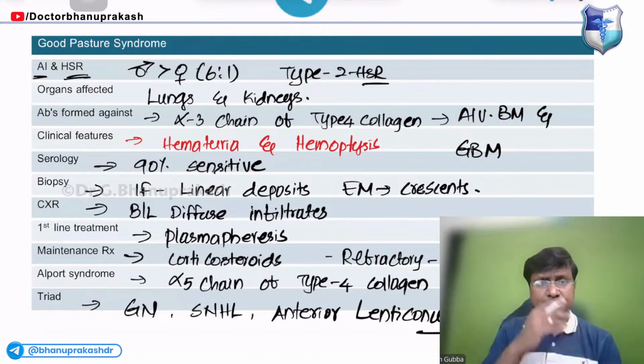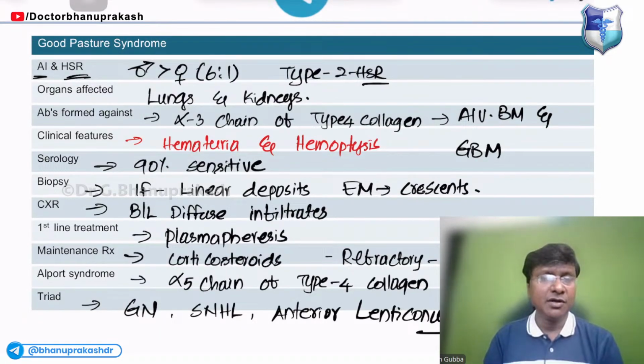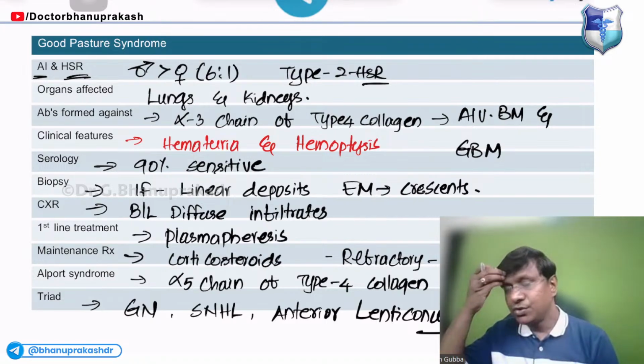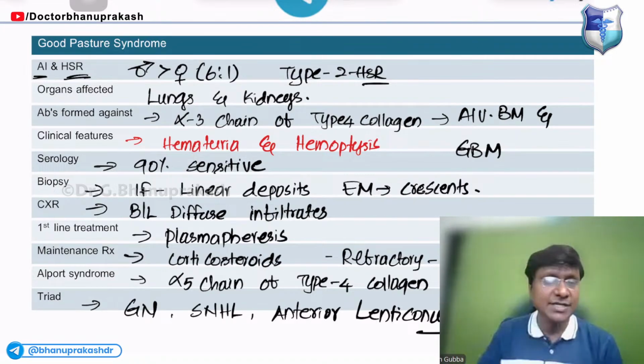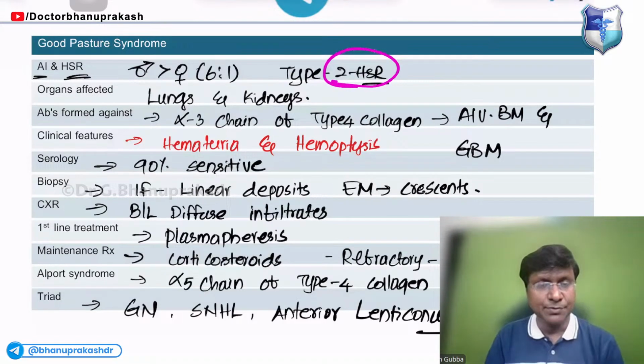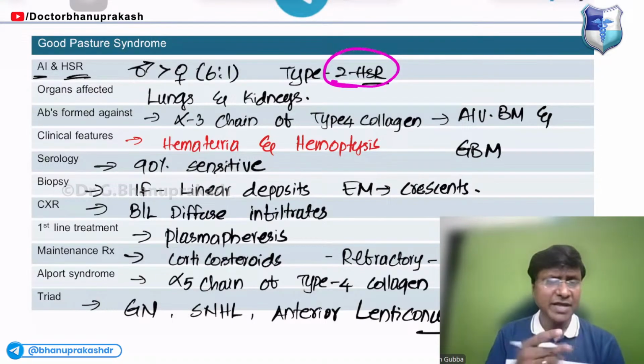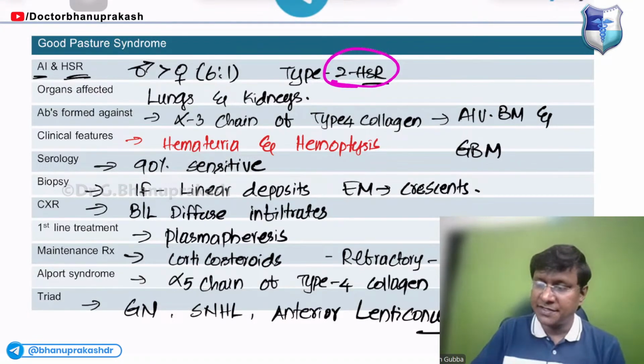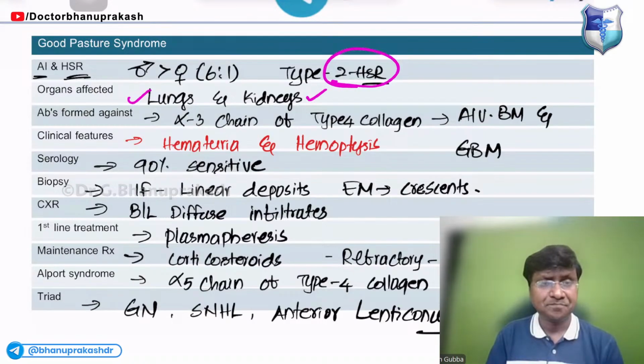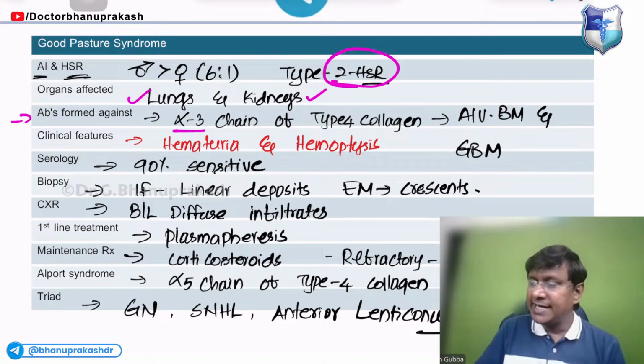Now, coming to the next important abnormality, that is Goodpasture syndrome. Goodpasture syndrome is an autoimmune condition. Even this will contribute to the development of nephritic syndrome. The type of hypersensitivity reaction is type 2, similar to that of IgA nephropathy. And it's a multi-system disease. What are the organs which are affected? Lungs as well as the kidney. Now, when I'm using this word autoimmune, the antibodies are formed against the alpha-3 chain of type 4 collagen.